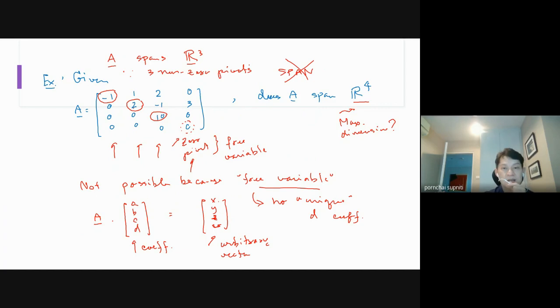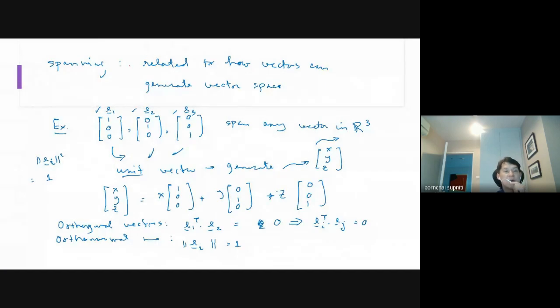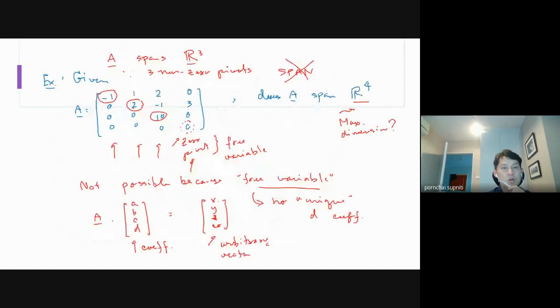So when we say spanning, let me go back to the definition again so that it's clearer. Let me go back to the slides. When we talk about spanning, it's related to how column vectors can generate any vectors uniquely in a vector space. So we need to make sure that we have this precise definition for spanning. And so in general, how do we test for spanning?